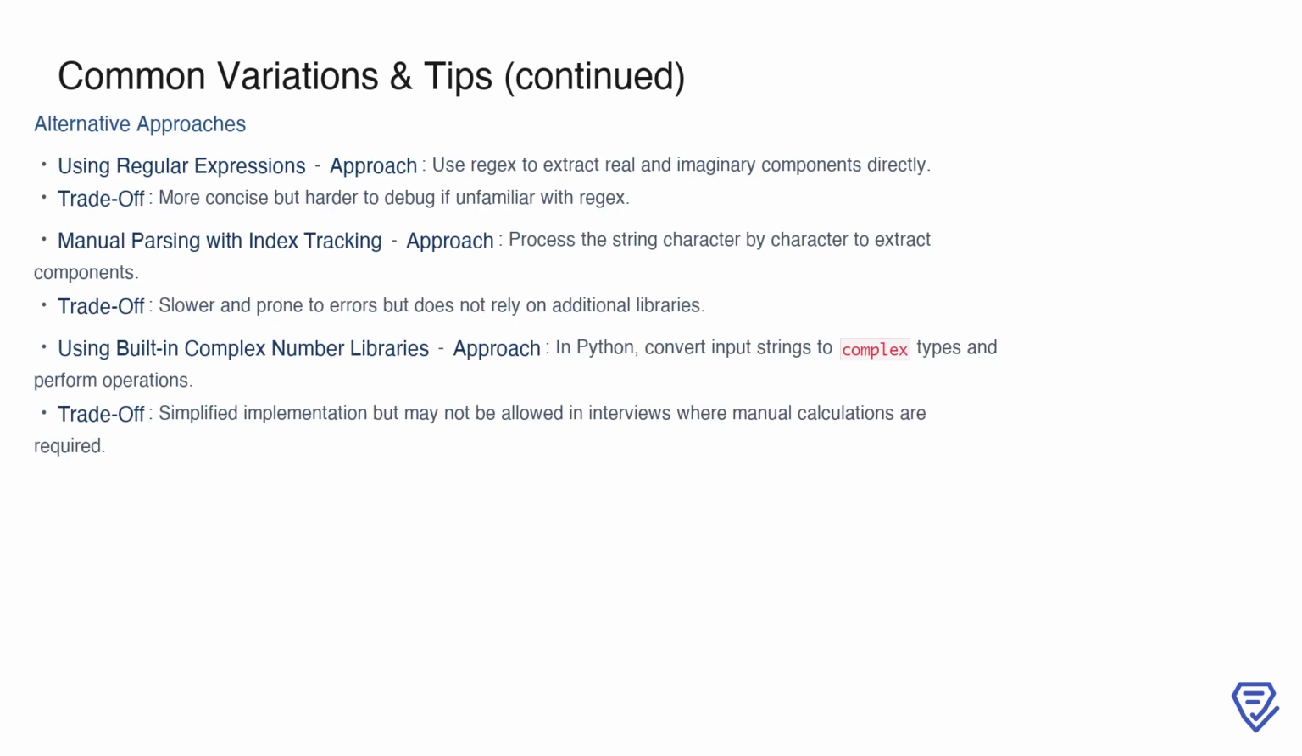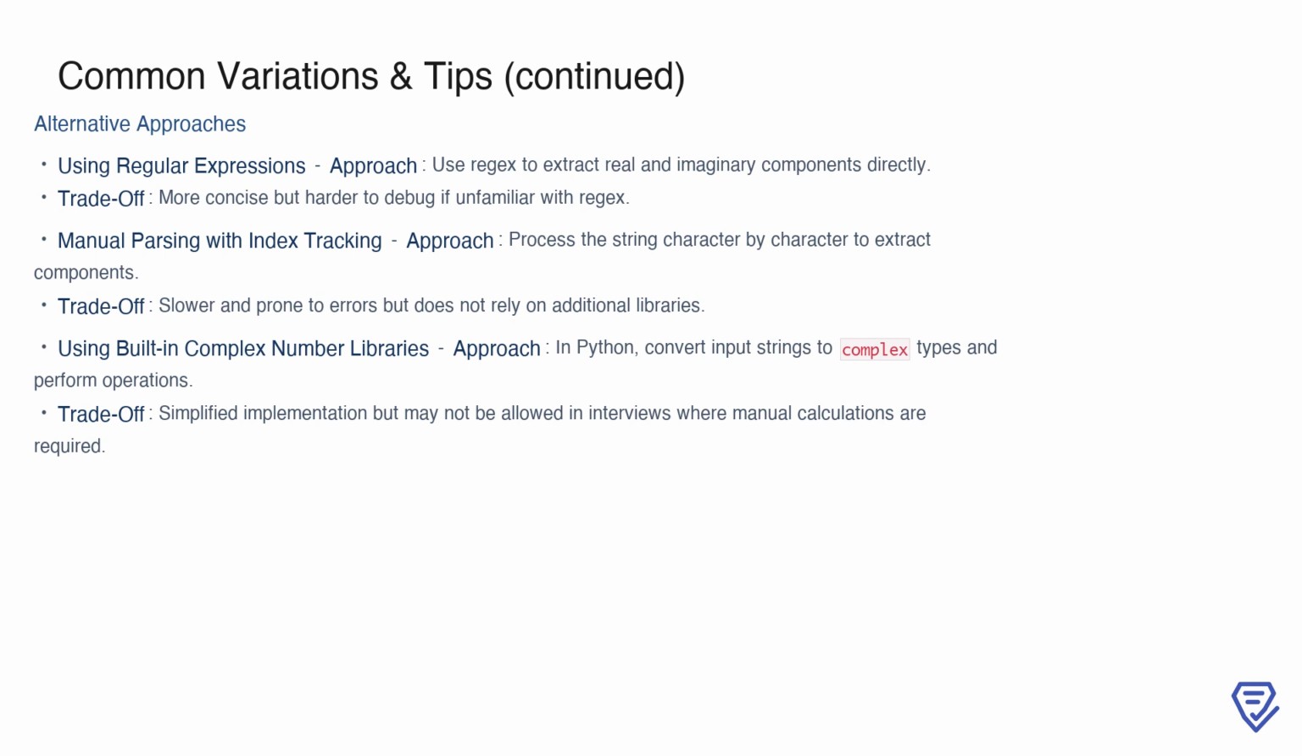There are also alternative approaches you might consider when tackling this problem. One option is using regular expressions to extract the real and imaginary components directly from the input string. This approach is concise and efficient, but it can be harder to debug if you're not familiar with regex. Another method is manual parsing with index tracking, where you process the string character by character to extract the components. While this approach avoids relying on additional libraries, it can be slower and more prone to errors.